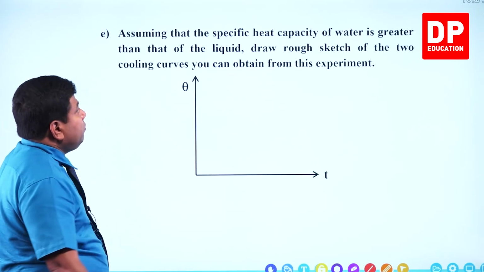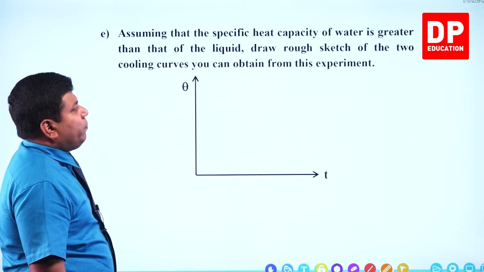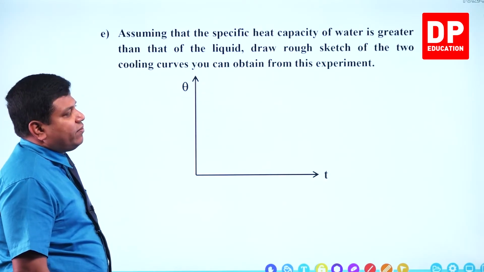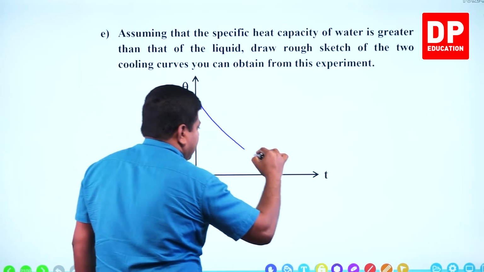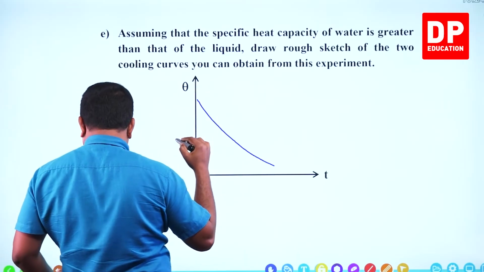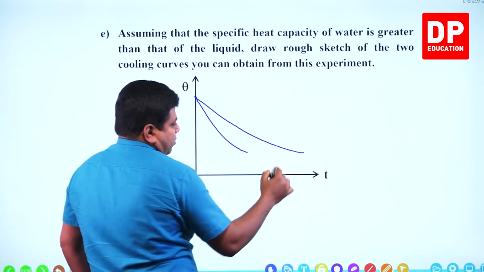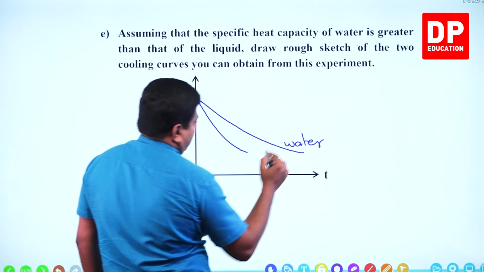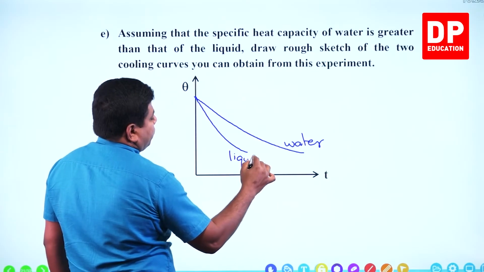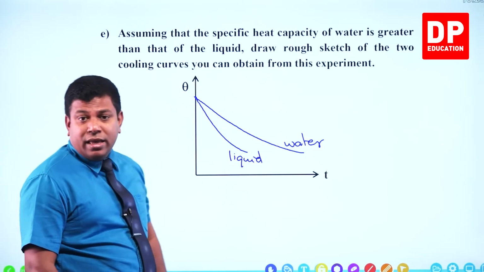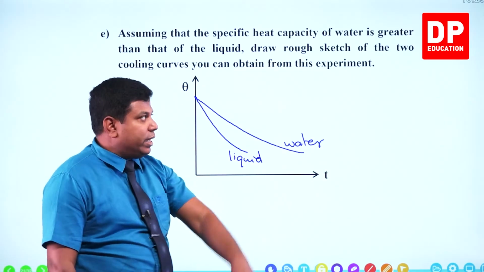Next, assuming that the specific heat capacity of water is greater than that of the liquid, draw rough sketch of the two cooling curves you can obtain from this experiment. See, let's say we start both from 80. Right, this is water. This is the other liquid, right? Since water has higher specific heat capacity, it cools slowly. The temperature drop will be slow there.